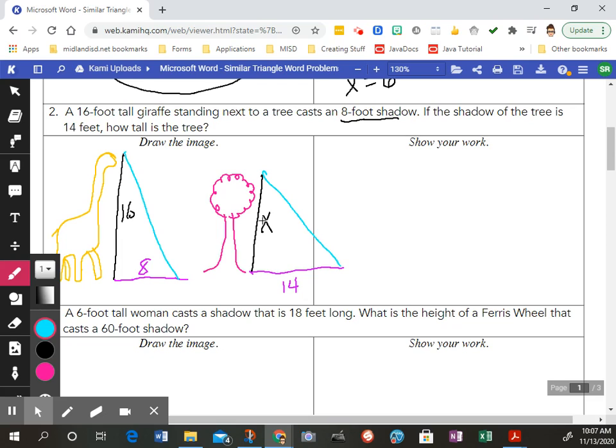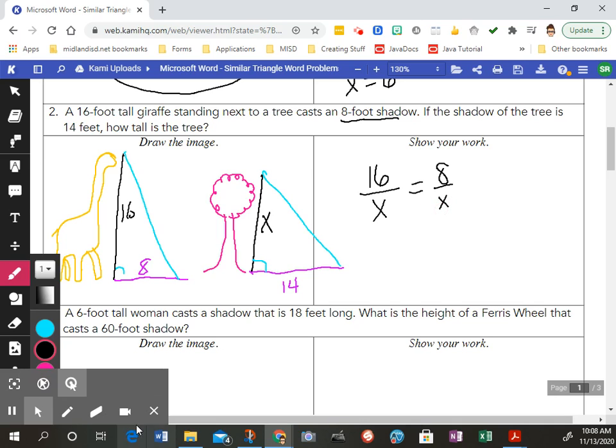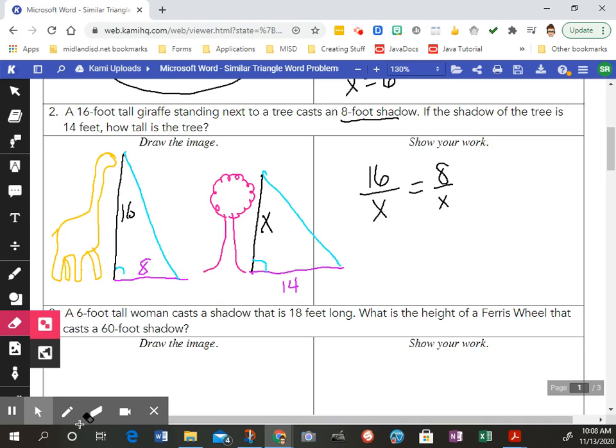And now I have two similar triangles. And this is my right angle, and this is my right angle. So remember, we have markers. The 16 is on the black. So I'm going to go giraffe to tree. So 16 over X is equal to giraffe to tree. 8 over X. That's wrong. What should it be? Should be 8 over 14.